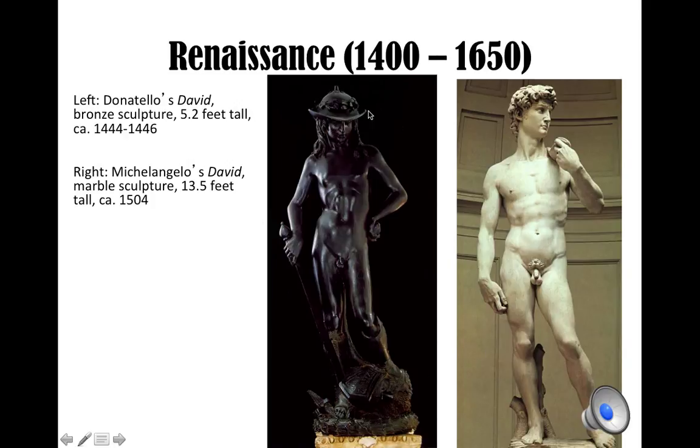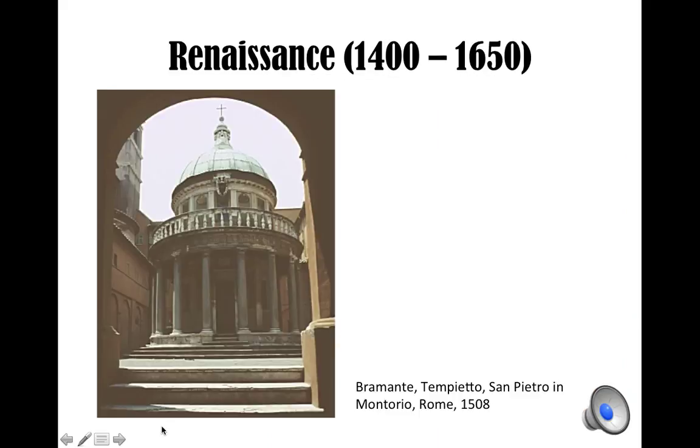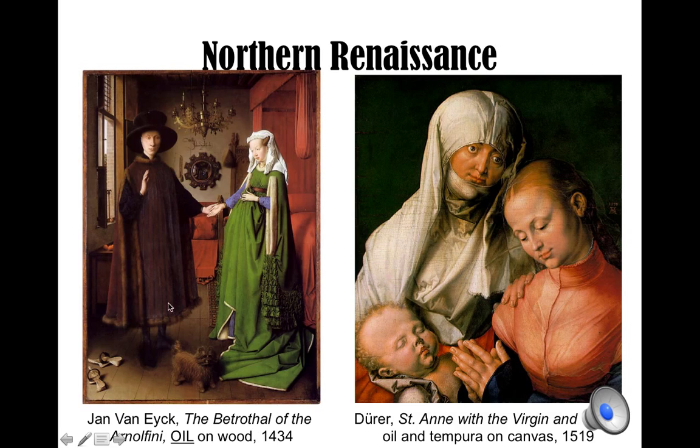Donatello's bronze sculpture and Michelangelo's David, depicting a biblical story, but depicting him in all of his humanity. Donatello's looking at after the battle that David has with Goliath, and Michelangelo's looking at before. The Renaissance we have here in San Pietro, the dome, the pillars. Northern Renaissance, here's Jan van Eyck and Dürer.